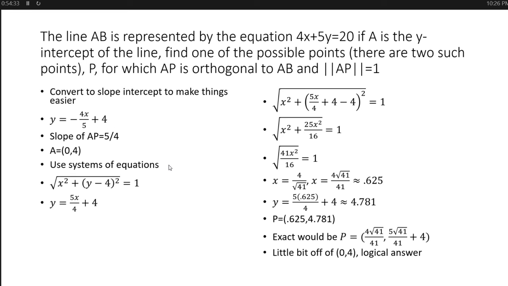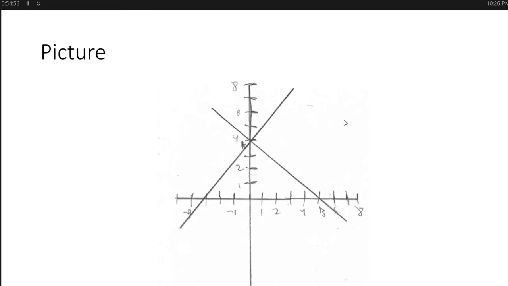And here is where I realize some people don't really know what they're supposed to do after this. We can actually use systems of equations, because this right here is our distance formula for our AP line. We know our AP line has to be this distance. It has to be 1. And if I go to the next slide, here's a little picture.